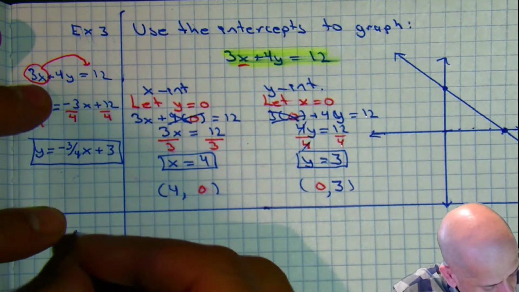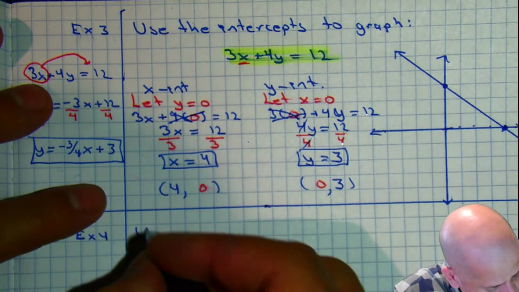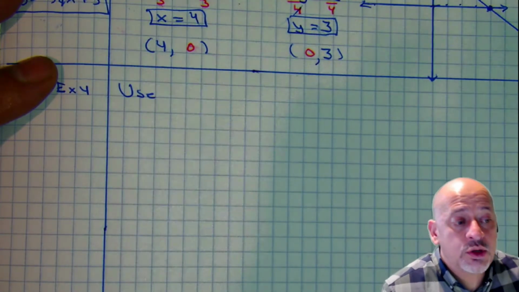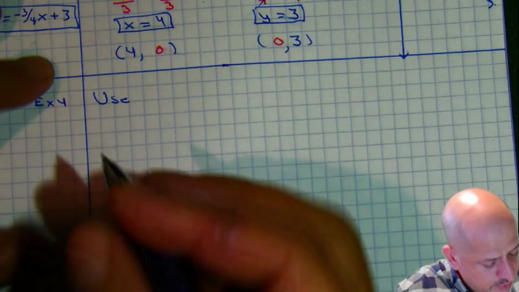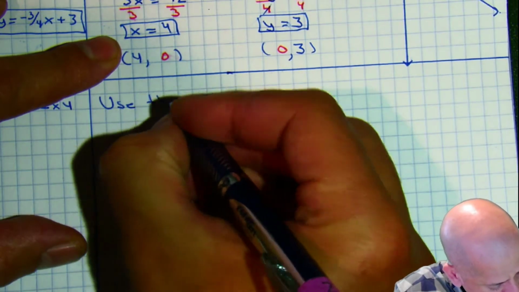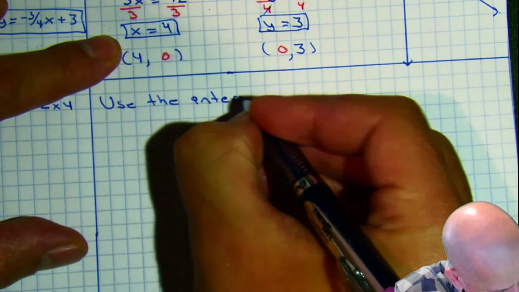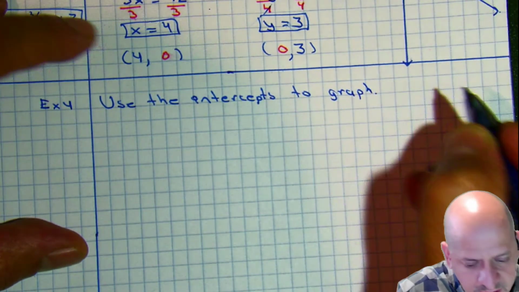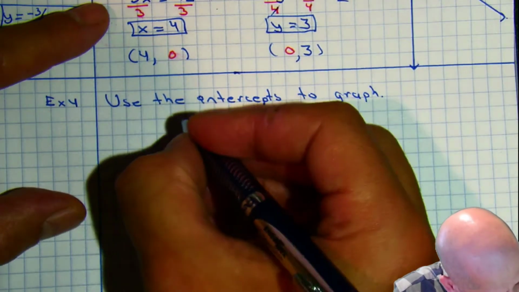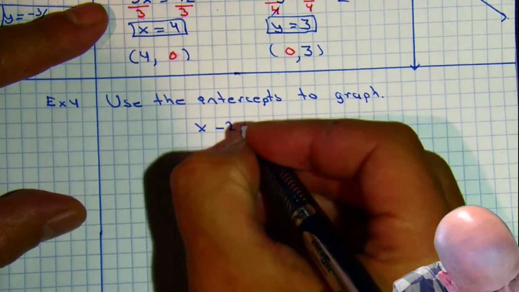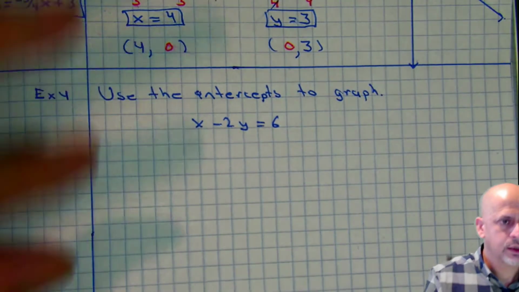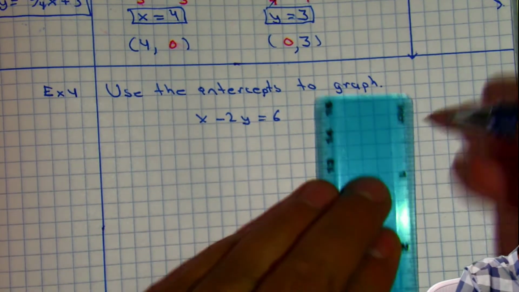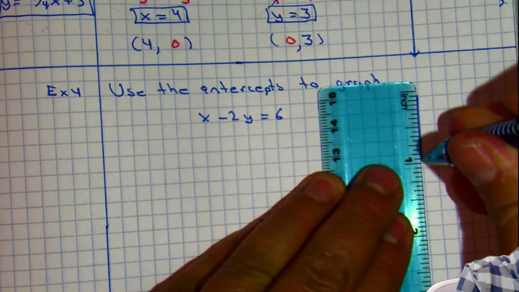Example number 4. Use the intercepts to graph. And notice that's very specific. It doesn't say to graph. Now, if it says to graph, you can actually decide which way you want to solve or to graph it. The equation that we have now is x minus 2y equals 6. So let's go and build a 5 by 5 graph.